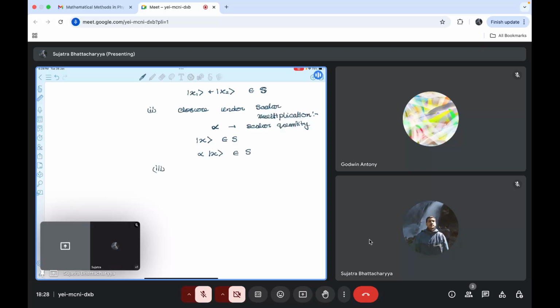The third one is the existence of a null vector. The null vector is the zero vector. So existence of null vector. This is called a zero vector. Null vector is fine, zero vector is also fine. All elements of that vector should be zero. What it essentially says is that suppose x is coming from this space S.